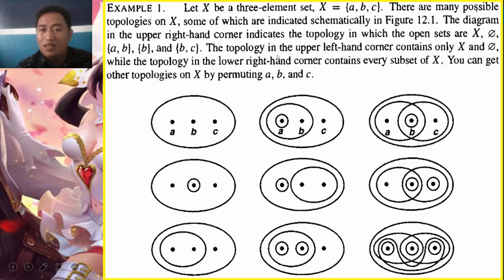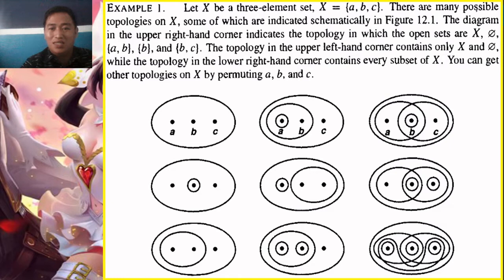In the topology in the upper left-hand corner, it contains only X and the empty set, because it does not contain any circles inside. Same with our previous example, if there are no circles there, it means that it only contains X and the empty set. While the topology in the lower right-hand corner contains every subset of X.